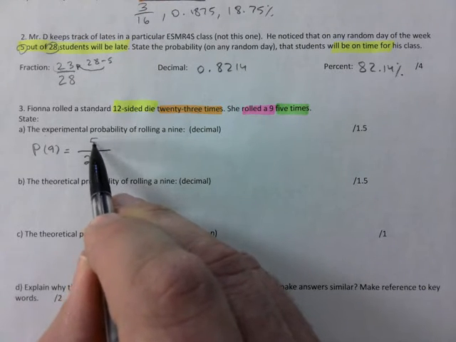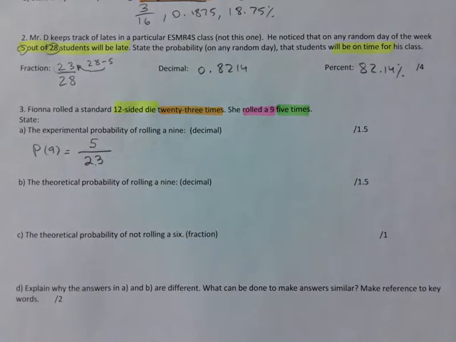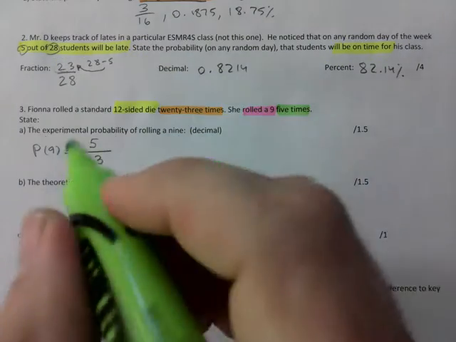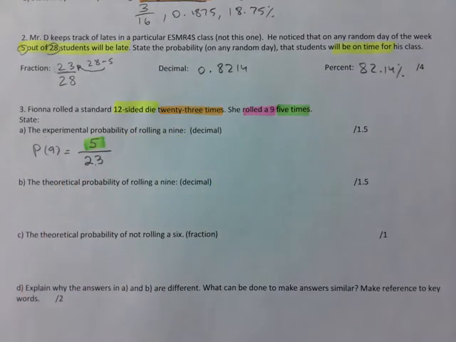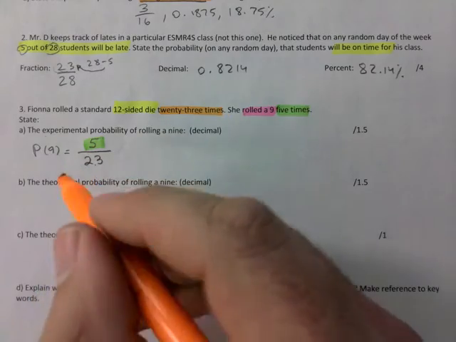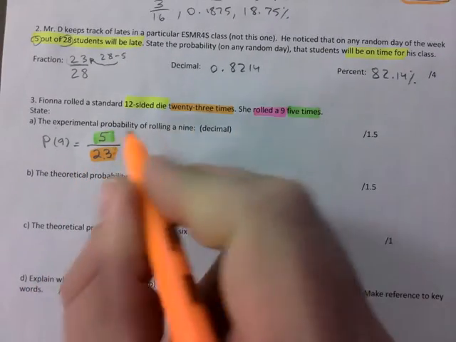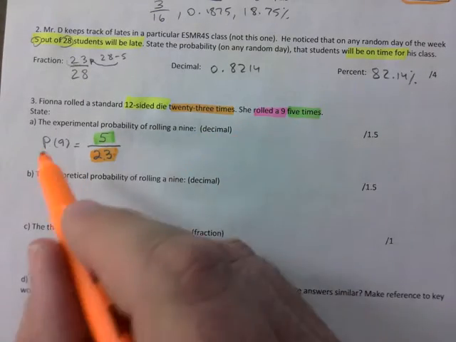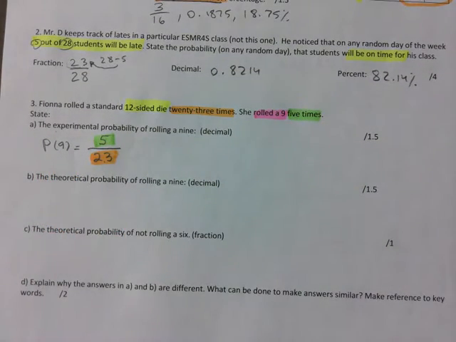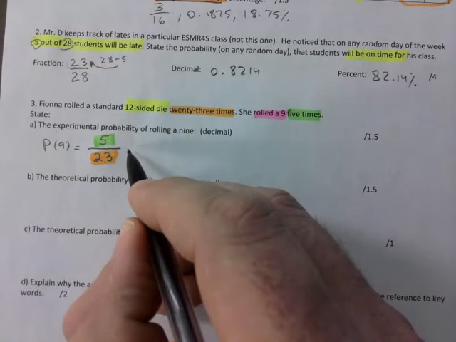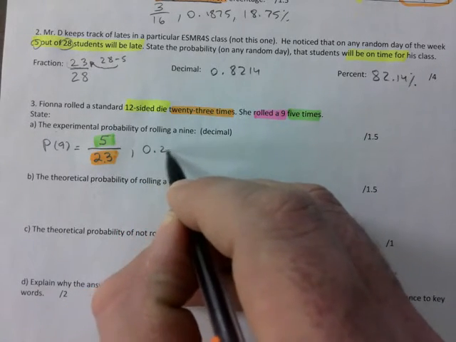5 times, right? See, that goes there, that goes there, and you're like, what about the 9? Well, that's what we're after. The probability of that happening is 5 out of 23 times, and we want it as a decimal, correct? So we're going to go 0.2174.